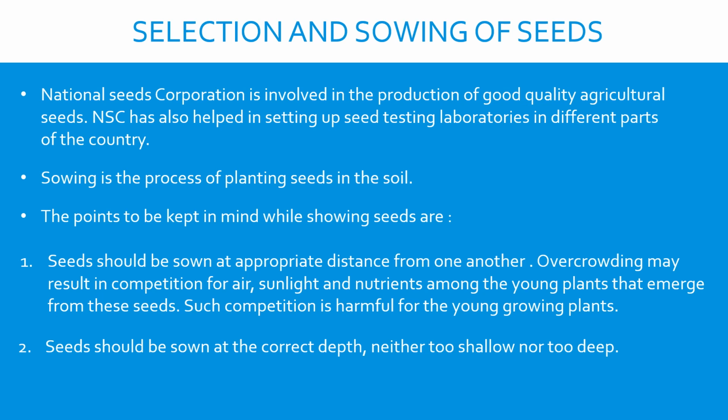Sowing is the process of planting seeds in the soil. While sowing, we should keep some points in mind. Seeds should be sown at an appropriate distance from one another, because if they are sown very near, there will be overcrowding, and some get air and sunlight, some don't. There is much competition, so we should keep them far away from each other.